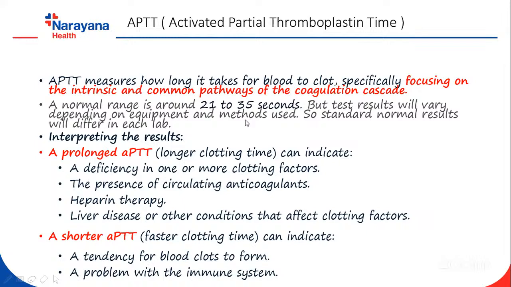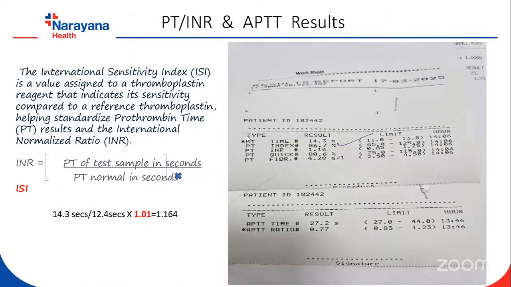Normal range is about 21 to 35 seconds. Results slightly vary from lab to lab in their normal ranges depending on the equipment and methods used. Standard normal results always vary from lab to lab. I just want to show you how our results come out from the machine. Here you can see the PT time is given as 14.3 seconds.